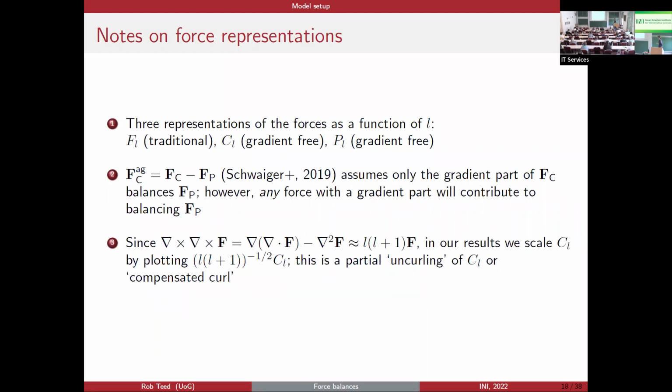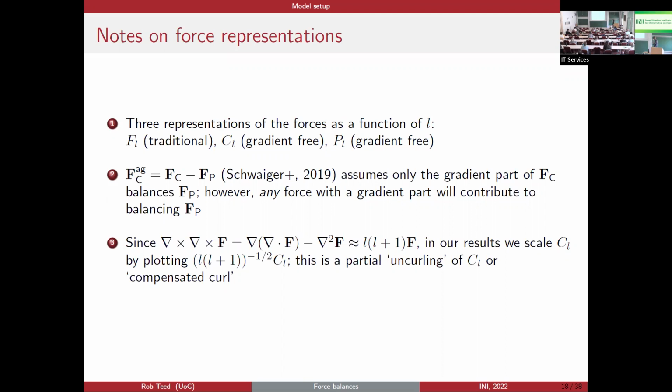Just to mention again, we've got this ageostrophic Coriolis force. To emphasize this point again, this assumes that only the gradient part of FC balances the pressure gradient. However, any force with a gradient part will contribute to this. So really, I would argue this only works, as I said before, where you've got geostrophic balance, or very strong geostrophic balance across all length scales, where it really is the only thing that's going on, and that's not normal in simulations, and it's certainly not normal for Earth-like geodynamo simulations.